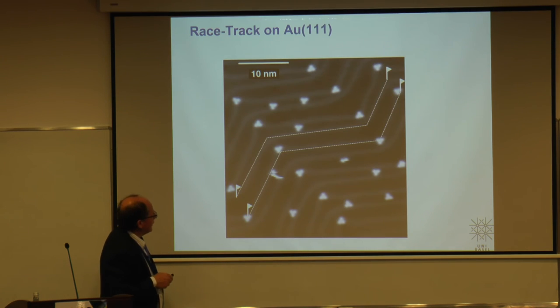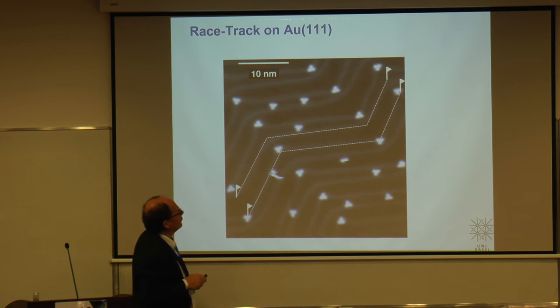Okay, this is a racetrack. You see, this is again the herringbone reconstruction. So this is this valley I talked about before, where we moved the graphene ribbon. Now the challenge was you take one of these molecules and you should start here. Then you go in the valley, you should go to the first turn and then go around here, and then another turn, and that's where you end up, hopefully.